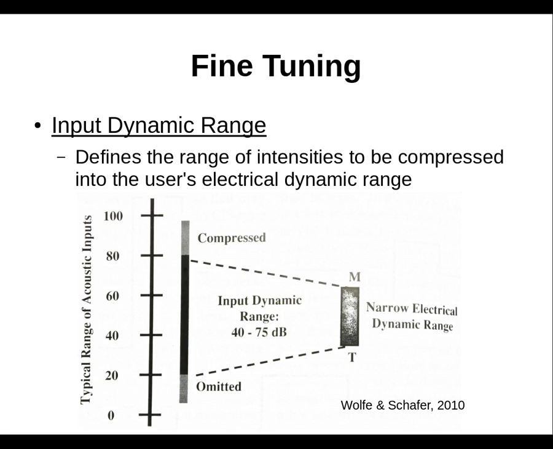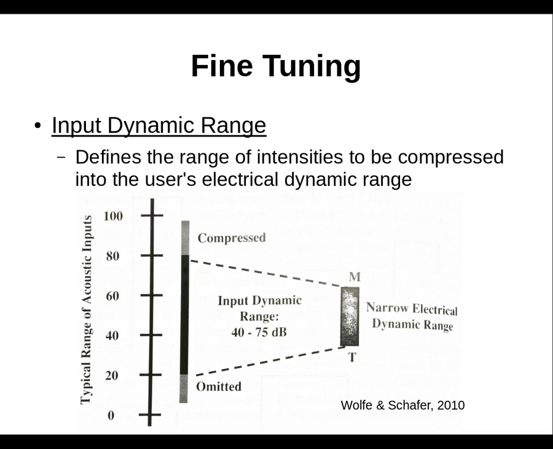The input dynamic range is another variable that can be adjusted in many of these cochlear implants. So we talked about trying to take that dynamic range of 100 to 120 decibels and compressing it down into that 20 decibel electrical dynamic range.